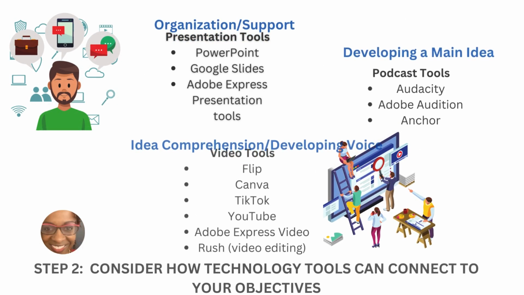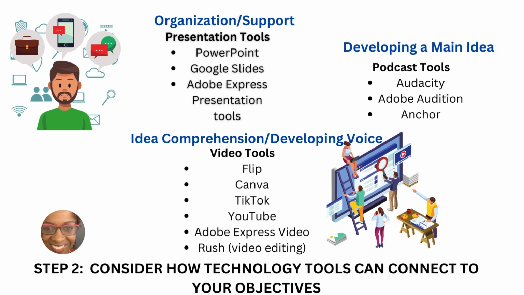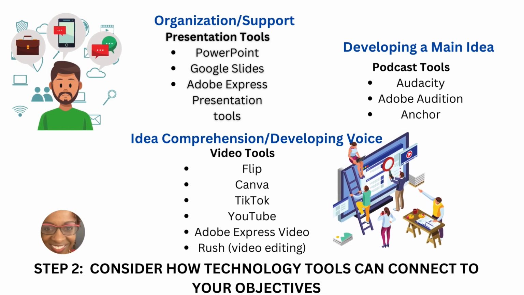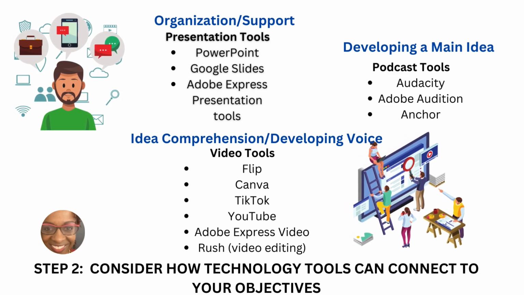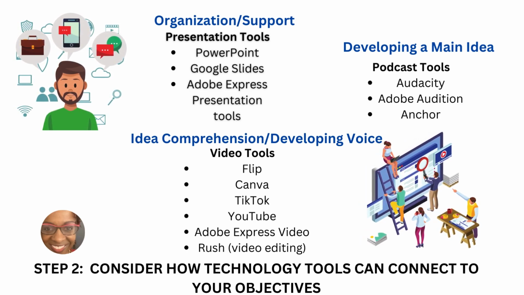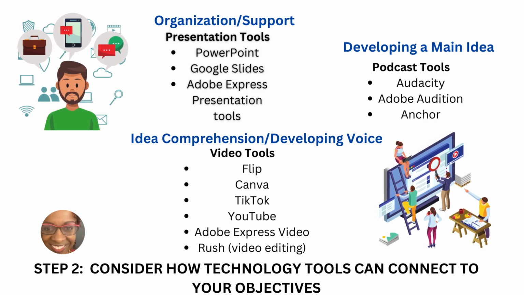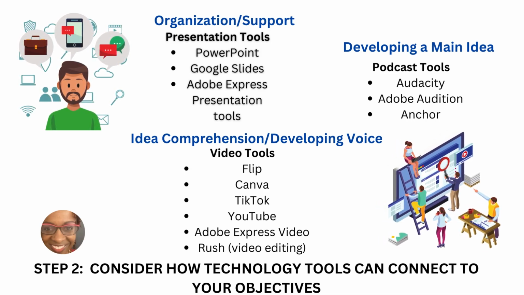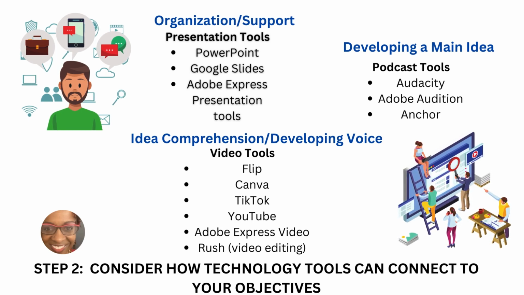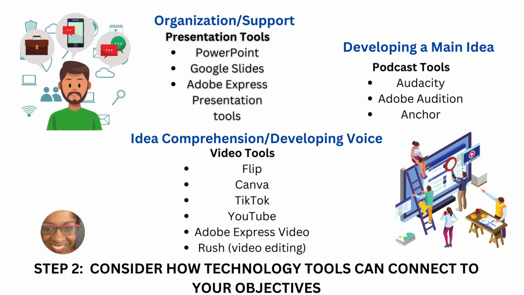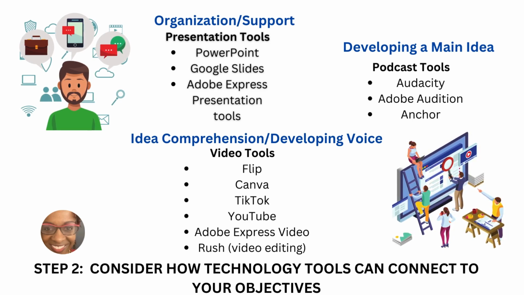Now that you have determined your objectives, your second step is to consider how technology tools can connect to those objectives. For example, if you want to focus on organization and support, you may consider presentation tools such as PowerPoint, Google Slides, or Adobe Express presentation tools. If your focus is developing a main idea, perhaps you might want to try podcasting tools such as Audacity or Adobe Audition. If your focus is idea comprehension or developing voice, then you may consider some video tools such as Flip, Canva, TikTok, or Adobe Express Video or Rush. Please understand that the capabilities between these tools are interchangeable and no one tool is better for one skill.